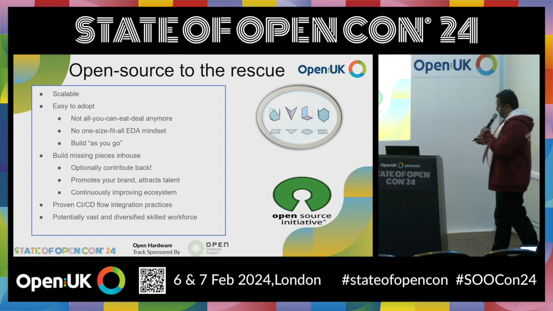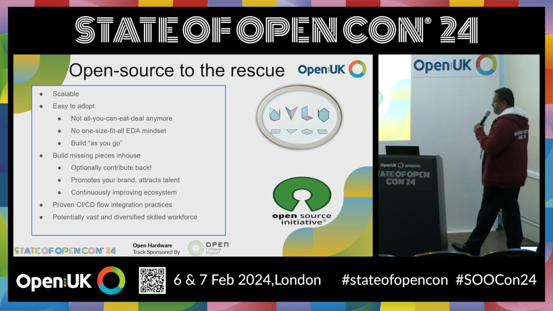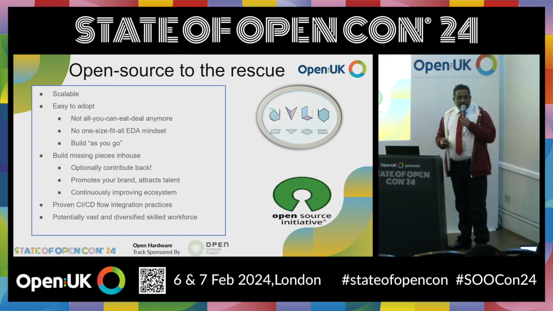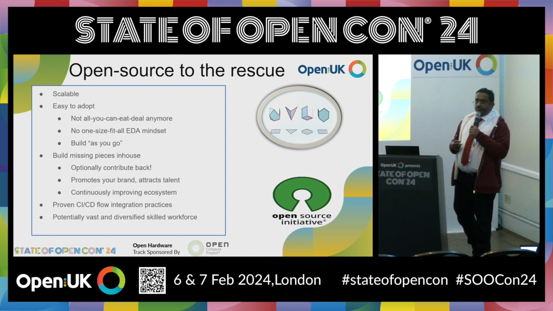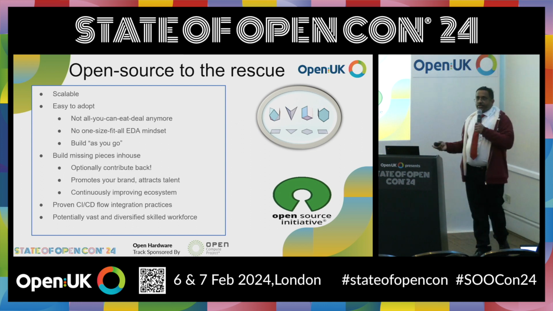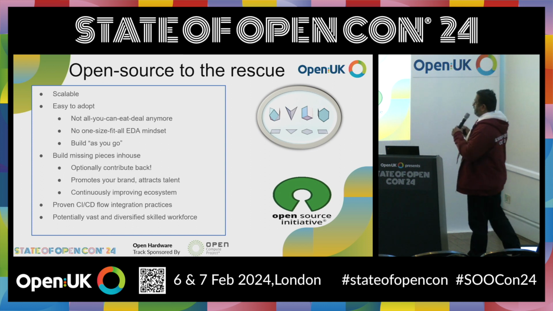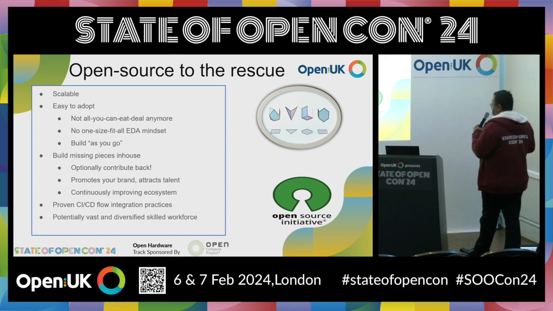So, on the CI/CD flow that Greg mentioned, it's all very doable today because you no longer have an additional cost of every check-in consuming an EDA tool license. No longer the case, because now you can run a Verilator check or a PySlint check or Verible check, things like that. And you also have a potentially vast and diversified skilled workforce.